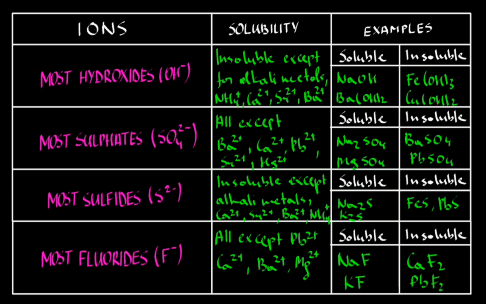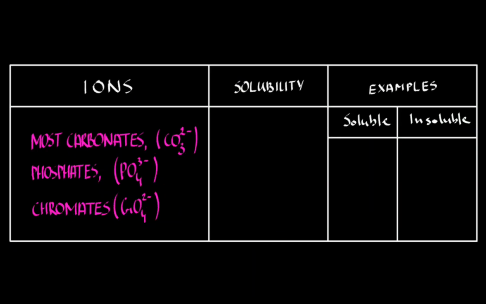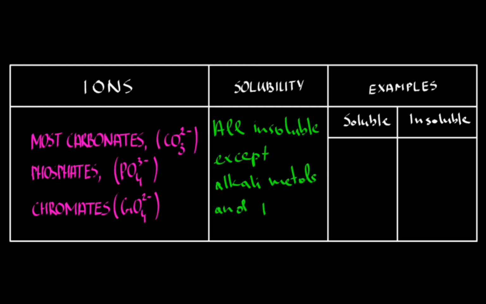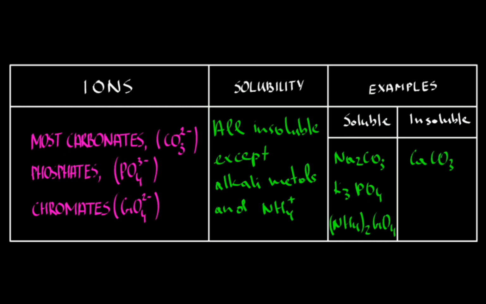Lastly, most carbonates, phosphates, and chromates are insoluble, except those of alkali metals and ammonium. For example, we have sodium carbonate, potassium phosphate, and ammonium chromate, which are soluble in water, and we have calcium carbonate and barium phosphate, which are insoluble in water.